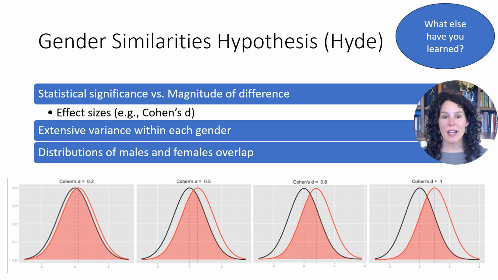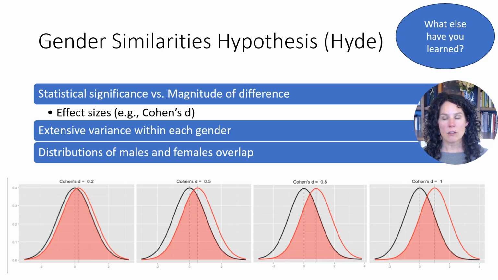So Janet Shibley Hyde is credited for the gender similarities hypothesis, and we're going to spend a few slides talking about her work. And one of the key points in understanding the gender similarities hypothesis is distinguishing between statistical significance versus the magnitude of difference.